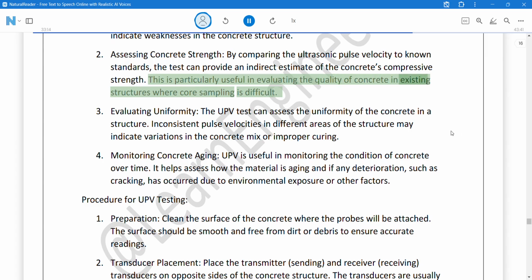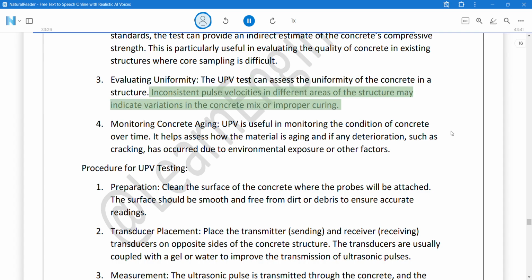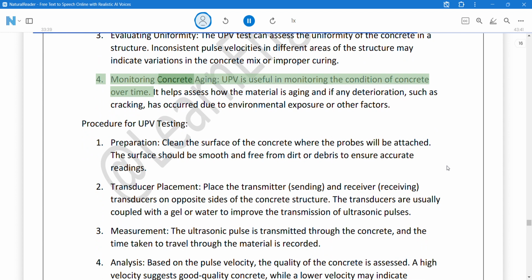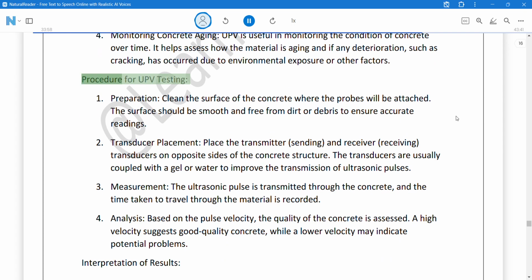This is particularly useful in evaluating the quality of concrete in existing structures where core sampling is difficult. 3. Evaluating uniformity. The UPV test can assess the uniformity of the concrete in a structure. Inconsistent pulse velocities in different areas of the structure may indicate variations in the concrete mix or improper curing. For monitoring concrete aging, UPV is useful in monitoring the condition of concrete over time. It helps assess how the material is aging and if any deterioration, such as cracking, has occurred due to environmental exposure or other factors.